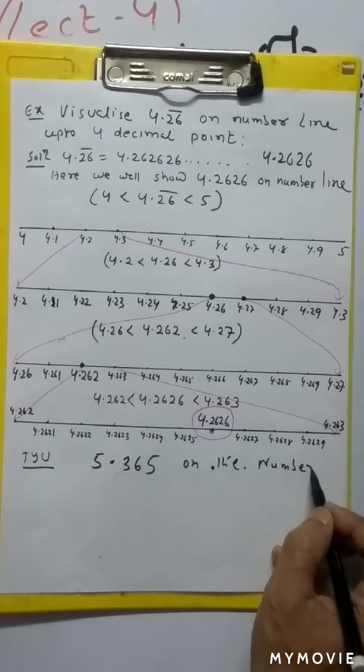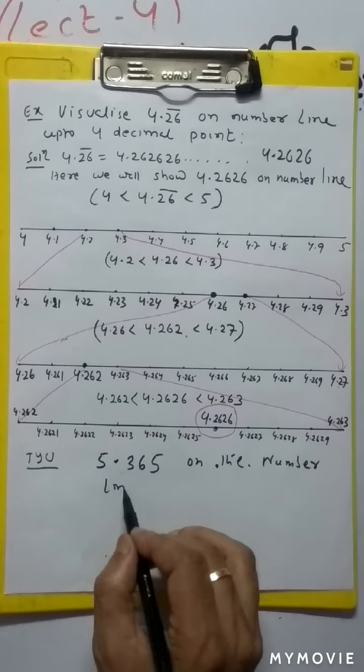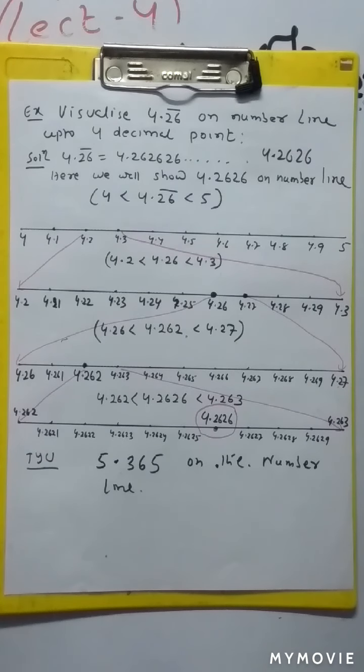You can take an example as homework and practice. Suppose you want to represent 5.365 on the number line. How will you do this? You practice at your home. I have already explained. With this we will conclude this class.